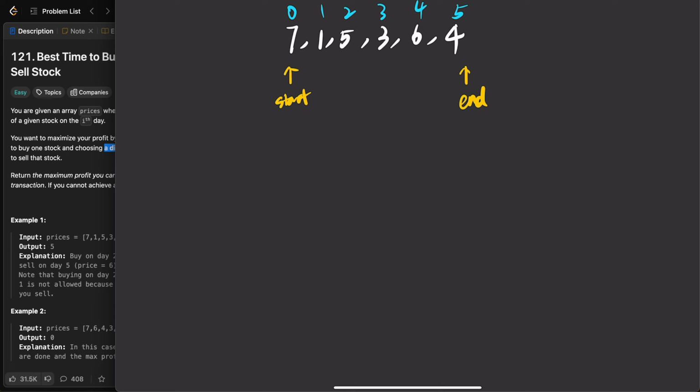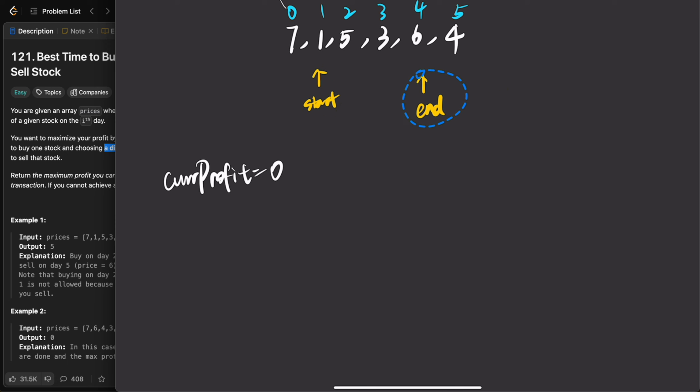And now we can say the current profit, not current price, it's current profit, is just equal to 0 if we cannot make any profit. And then we move our starting day to the second day, and continue to use another pointer to search for any other day that can make a profit.